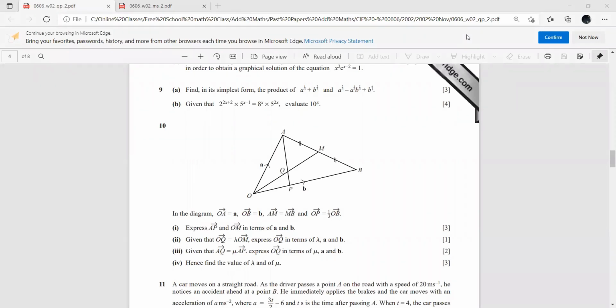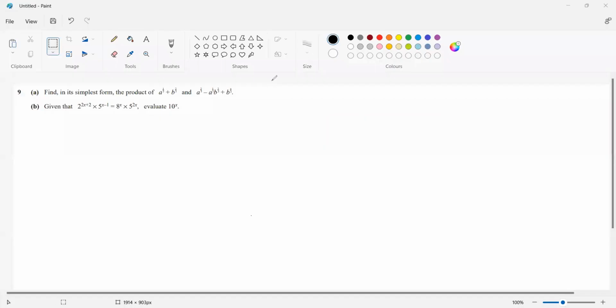Okay, let's begin with question number 9. Let's move it to the whiteboard, please. Okay, let's read and see. The first thing here, 9a, question number 9: find in its simplest form the product of this expression. It's a little small, the font there, so let me just rewrite it.